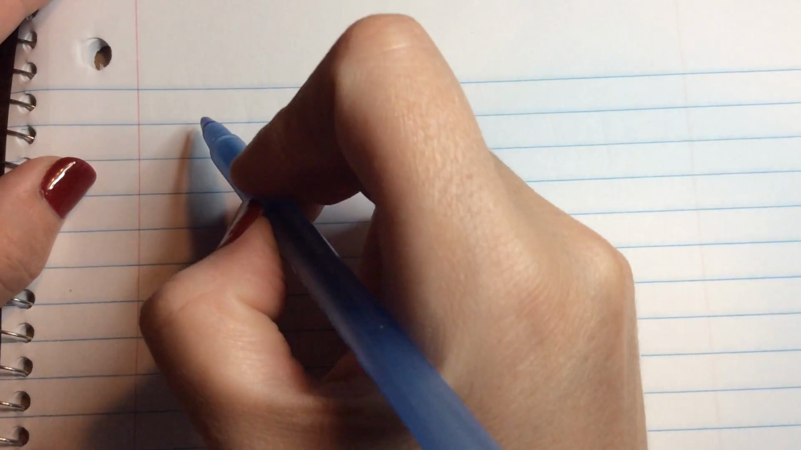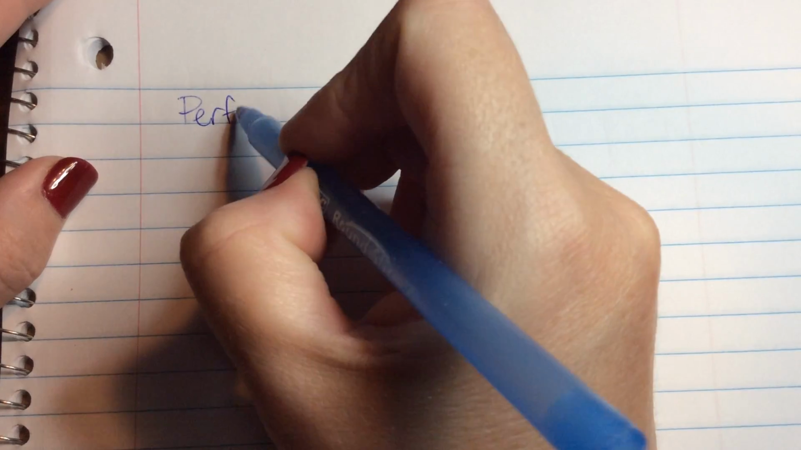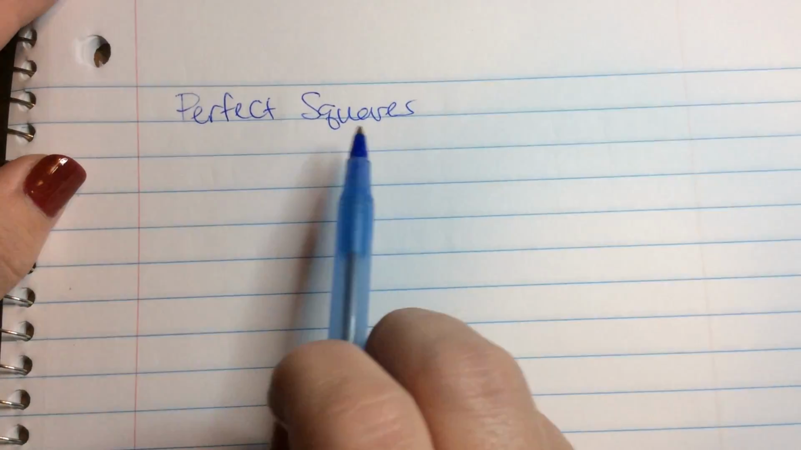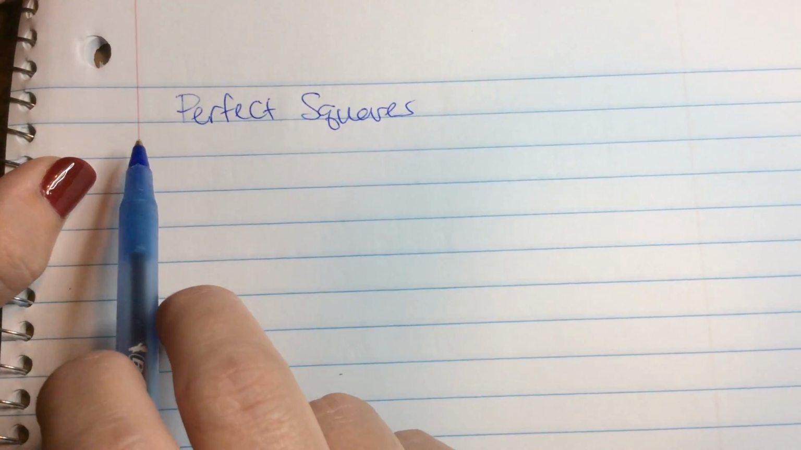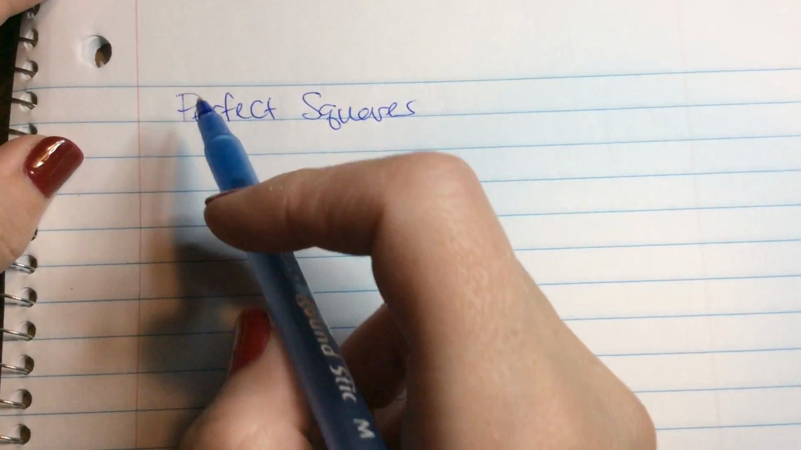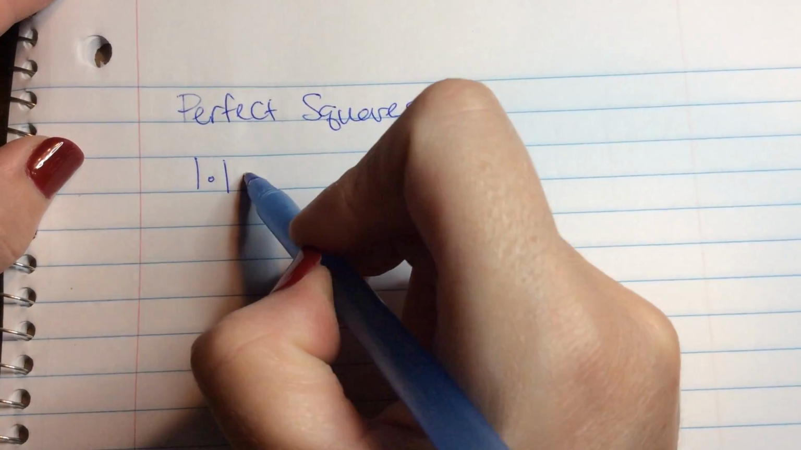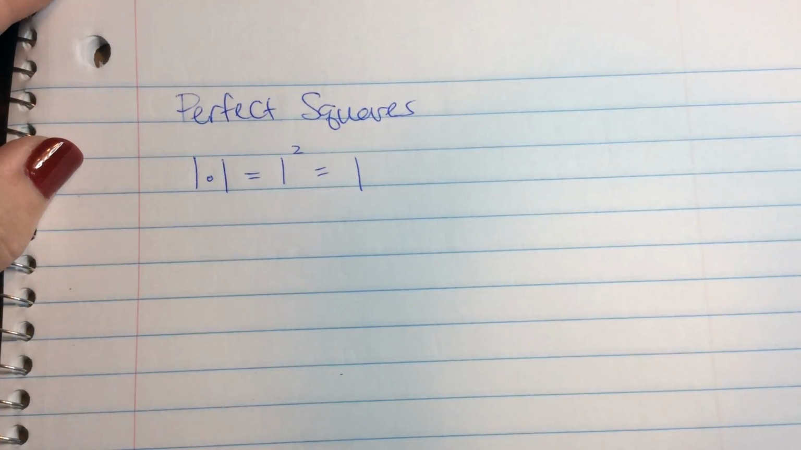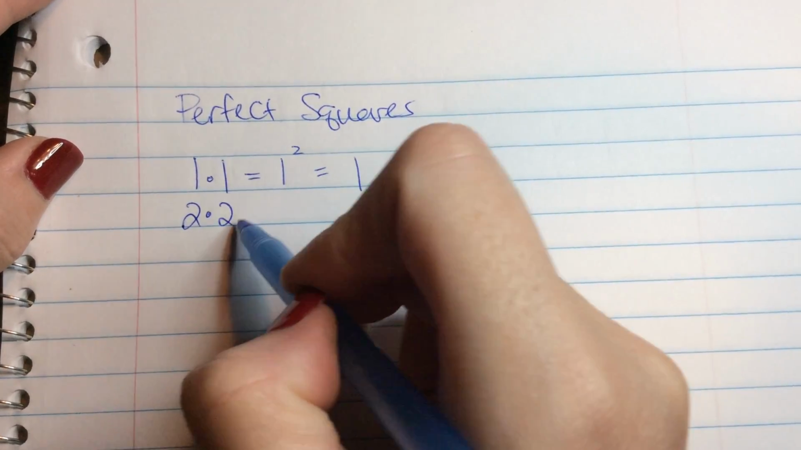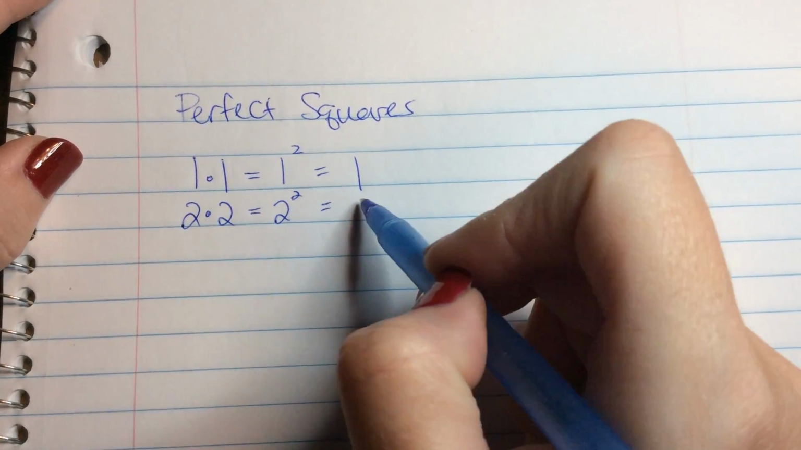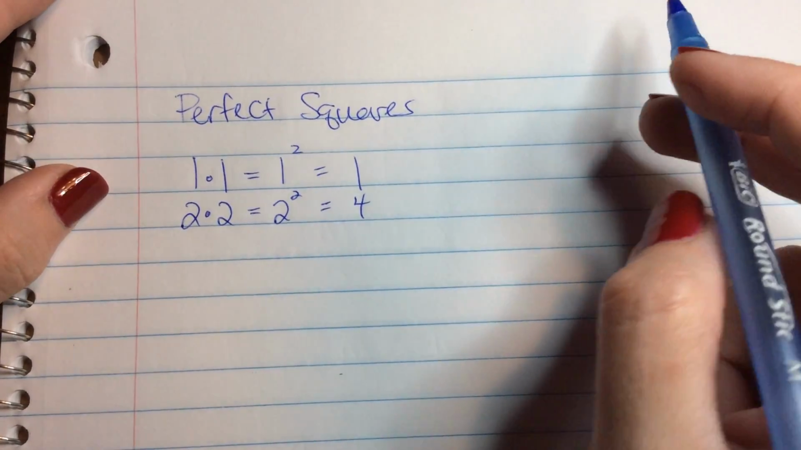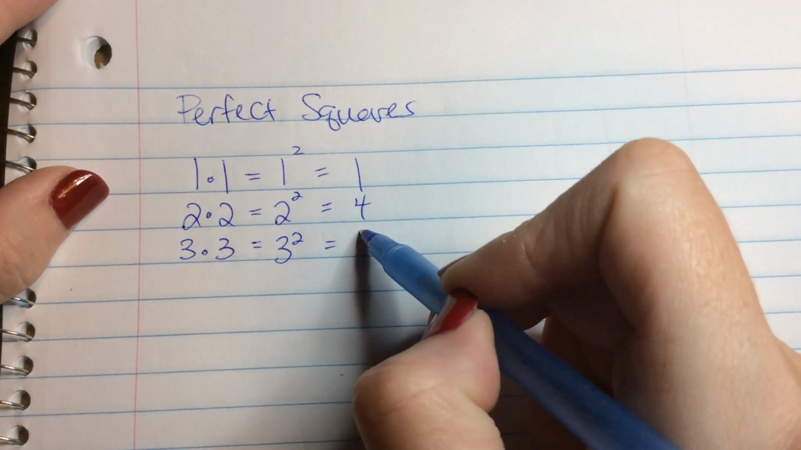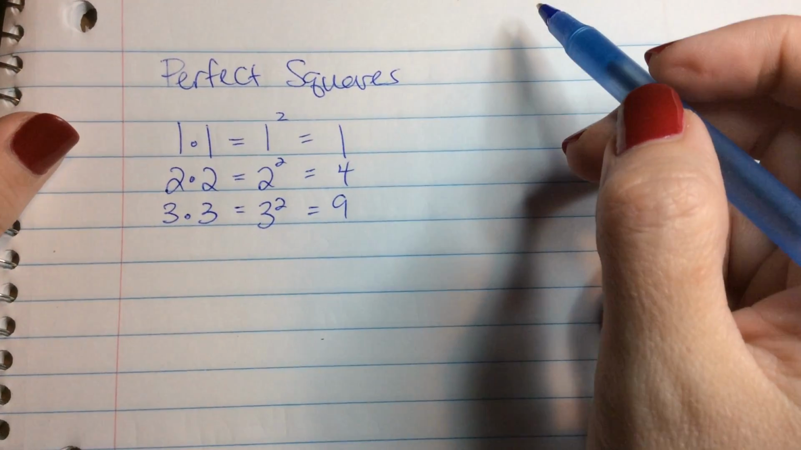This video is about squares, perfect squares in fact. And perfect squares are when the same number is being multiplied by itself. So for example, 1 times 1 is 1 squared, and that equals 1. And 2 times 2 is 2 squared, which equals 4. And 3 times 3 is 3 squared, which equals 9, and so forth.